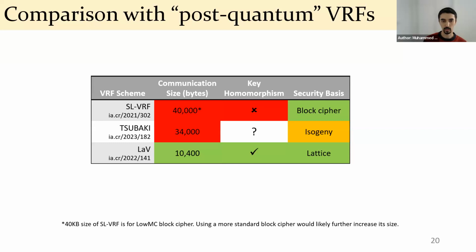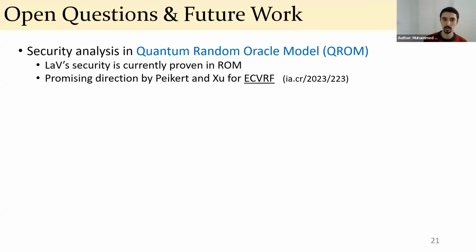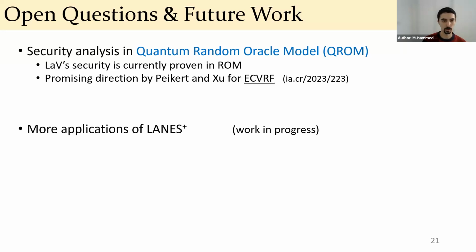And if you look at the communication sizes, SLVRF and Tsubaki are about 35 to 40 kilobytes, and LOW is about 10 kilobytes, as I mentioned before. Okay, some open questions. So we analyze the security of LOW in the random oracle model. So it's a nice open question to extend the security to the quantum random oracle model. And there was a recent work by Picat and Shu for ECVRF. And I think their techniques might be extended to our setting as well, because LOW and ECVRF follow this Fiat-Shamir VRF approach that I mentioned before.